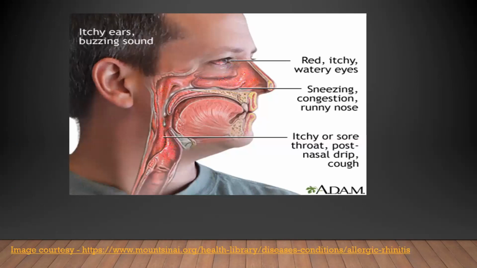So this is a picture that depicts rhinitis or hay fever. You're going to have red, itchy, watery eyes, sneezing and congestion, runny nose. A lot of mucus is going to come out from your nose also, itchy or sore throat, postnasal drip, cough. So these are certain symptoms of hay fever or rhinitis. And as I mentioned before, this runs in the family, so it is partly genetic. And these people have abnormally high levels of IgE in their bloodstream.